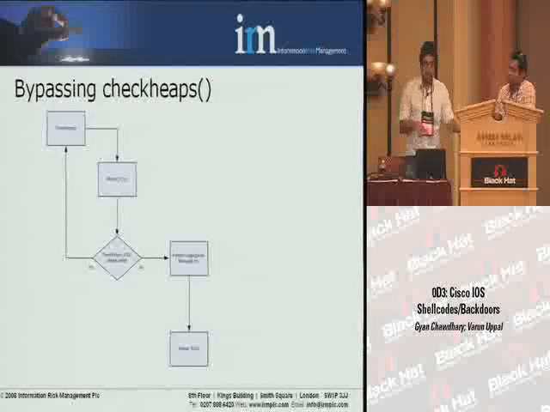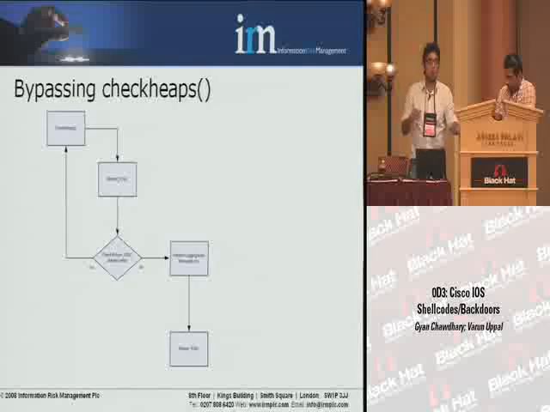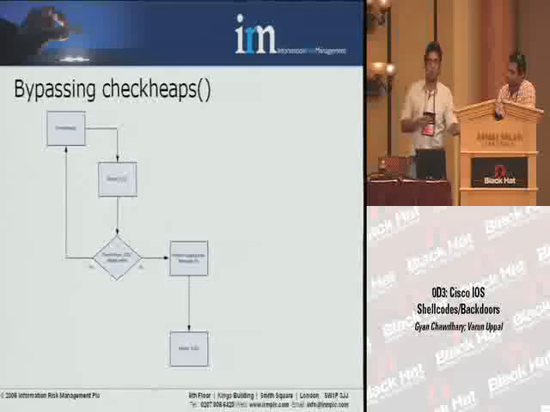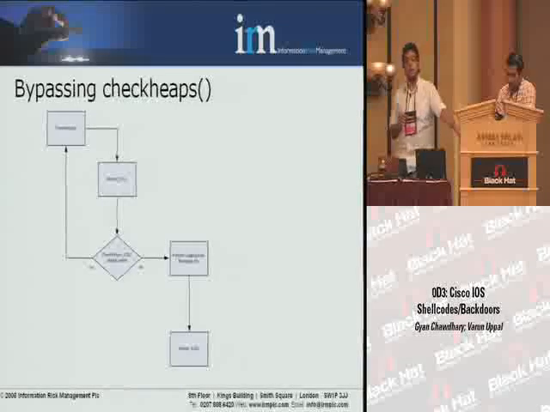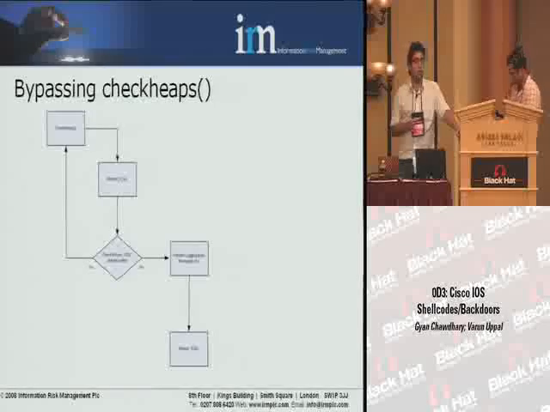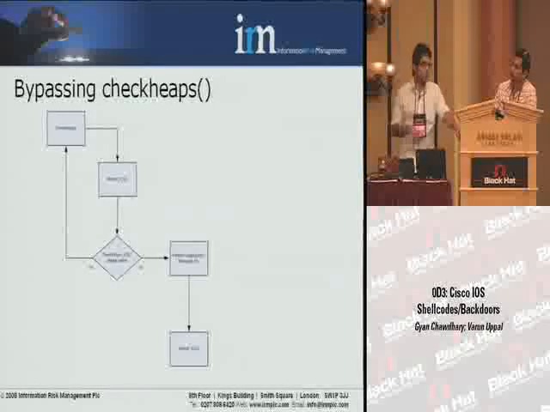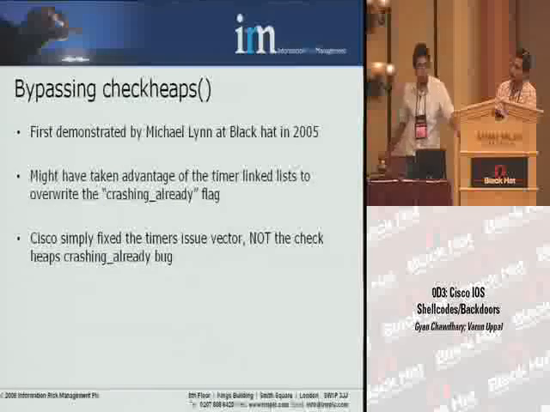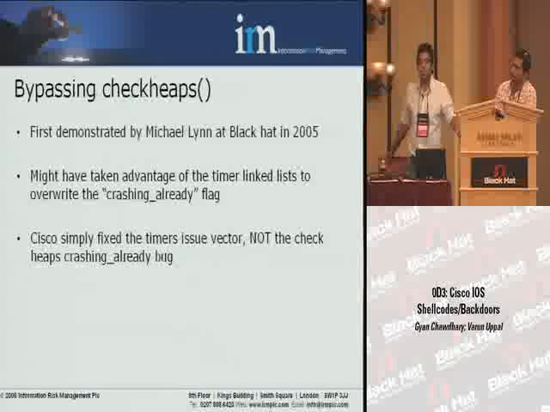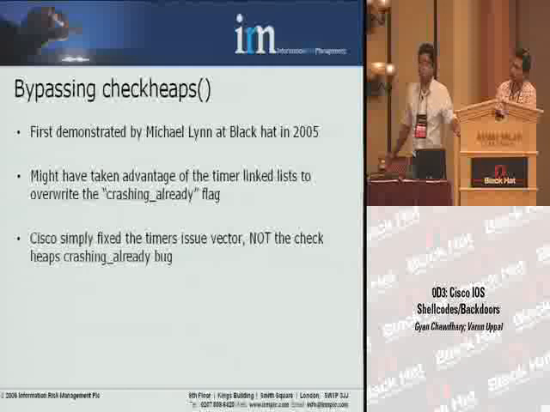So to do that, it checks whether Checkheaps has actually been called by another process, and this is stored in a Boolean variable in memory, which decides whether to continue with the reload or simply return. In our case, we saw that if you overwrite this address with any positive value, you can stop Checkheaps from crashing the router. This was again demonstrated by Lynn, and he used the timer linked list. We've not cross-checked it with him, but this is what we think, this is how it was done.